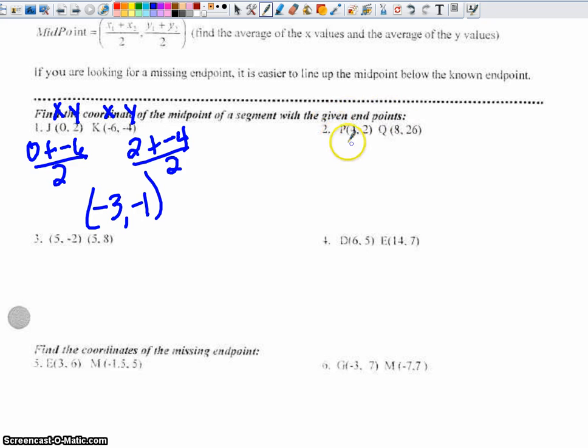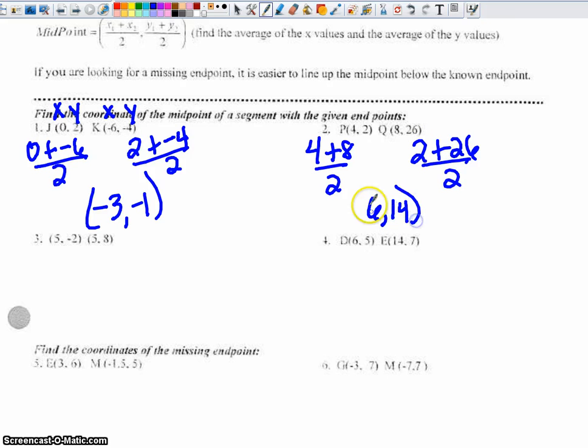So to set it up for number 2, you're going to take your x's, 4 plus 8, and divide by 2, and you're going to take your y's, 2 plus 26, and divide by 2. If at any point I'm going too fast, feel free to pause the video. So 4 plus 8 in your calculator is 12, then divided by 2 you would get 6. 2 plus 26 in your calculator is 28, divided by 2 and you get 14. So 6, 14 is your midpoint.